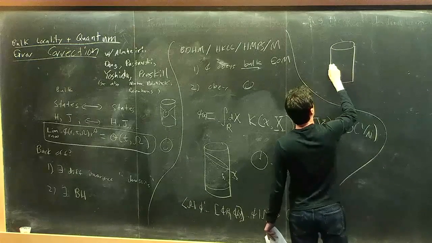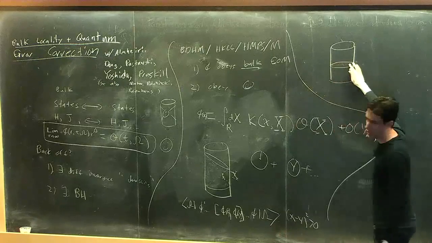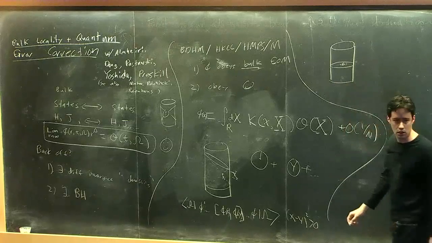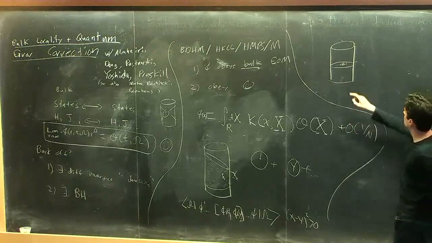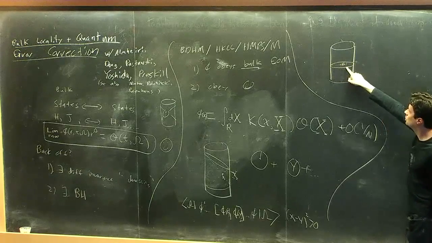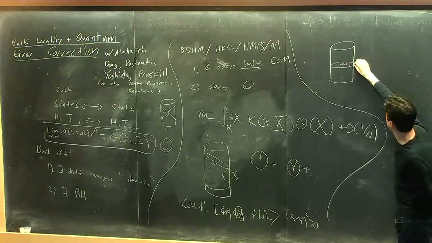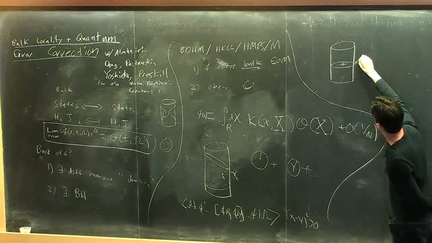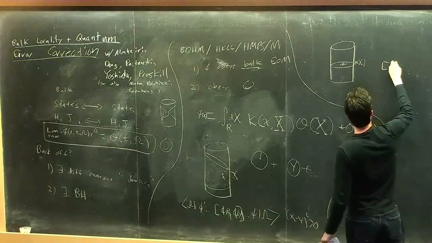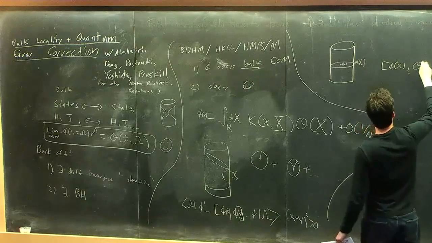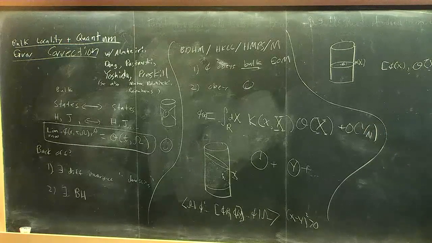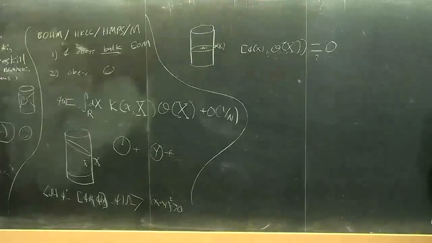So let's think about some bulk spatial slice here, and let's think about some operator phi of x sitting in the center. Now you might say, well, this operator in the center here is space-like separated from any local operator on this boundary Cauchy slice, like let's say this one here, O of capital X. So you might say that suggests that the commutator of phi of x with O of big X is zero. You might say bulk causality requires that.